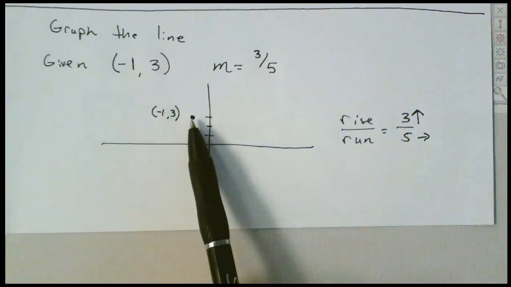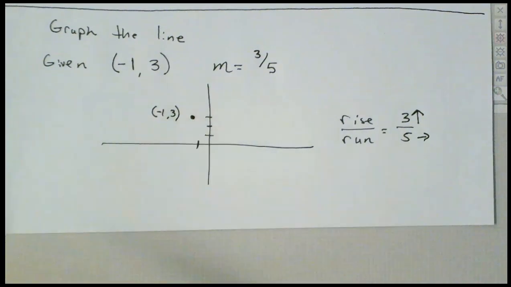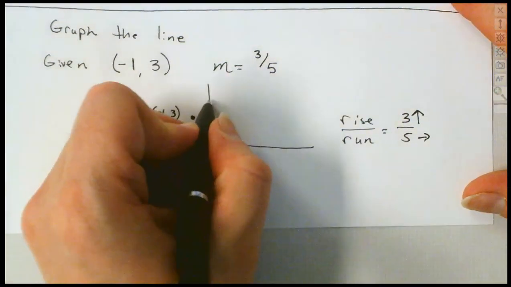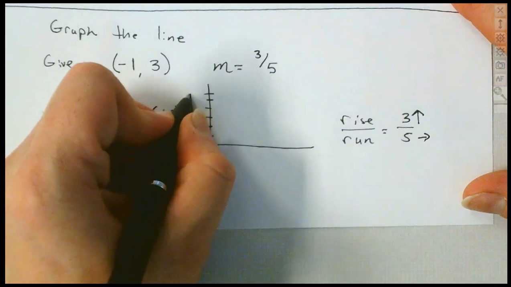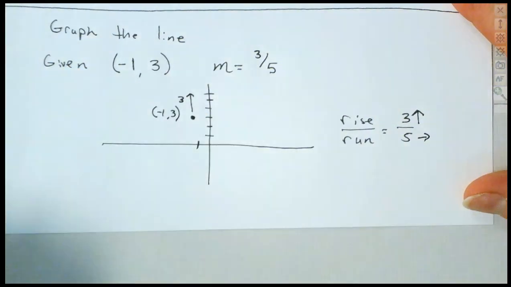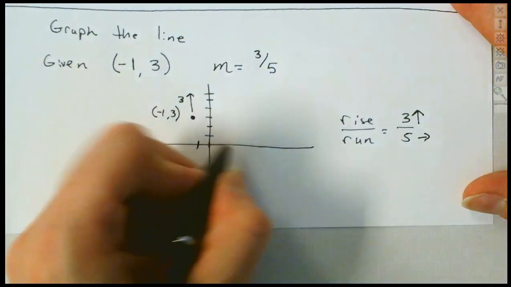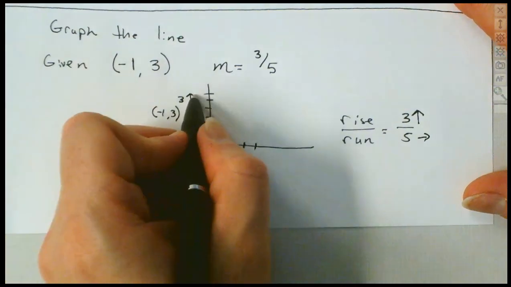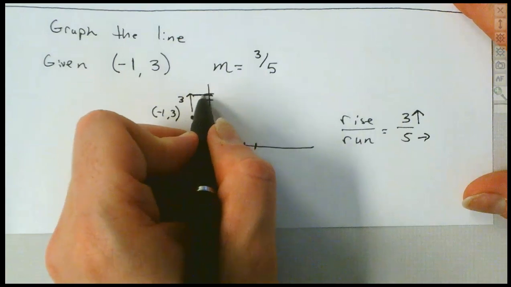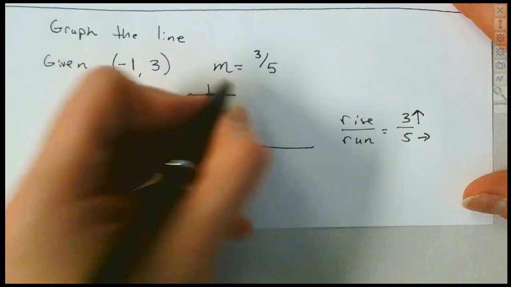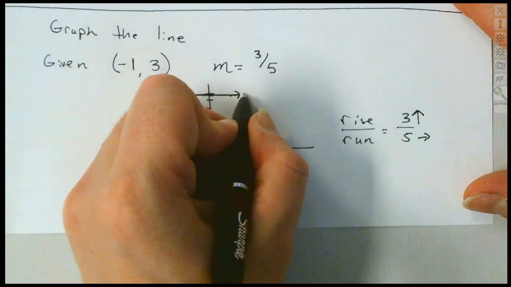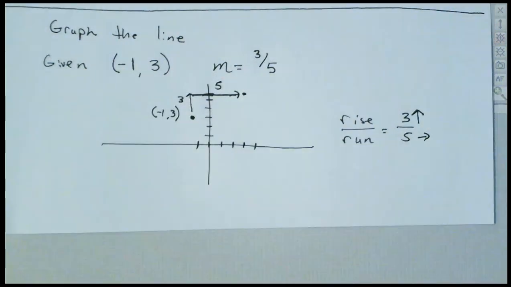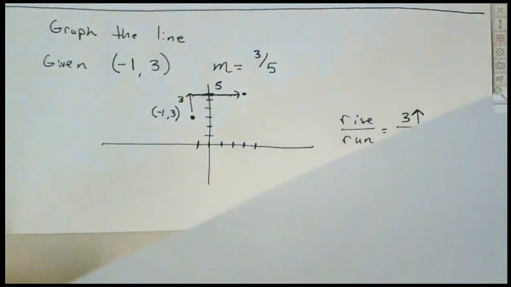We plotted our point at -1, +3. We're going to go up 3 more units. So we're going to go up 3, and then we're going to go over 5. So 1, 2, 3, 4, 5. Okay, so up 3 and over 5. And that makes our point right there. Now, once you have that second point, you can connect them together.